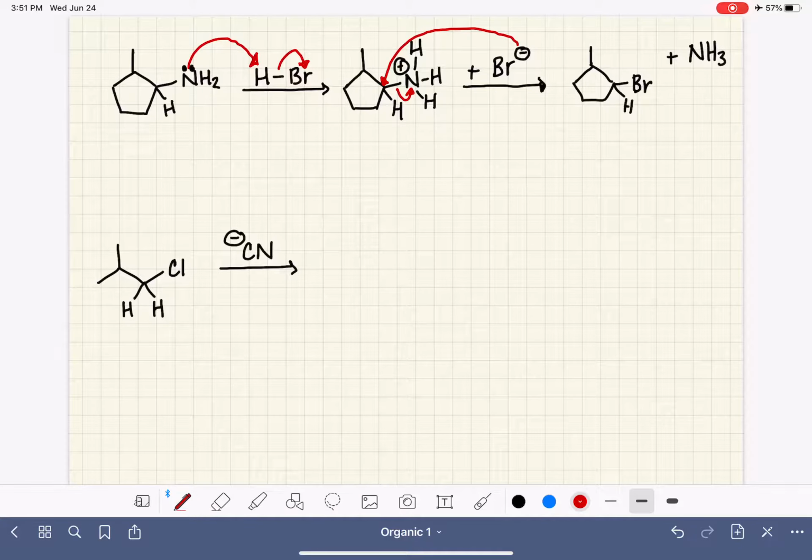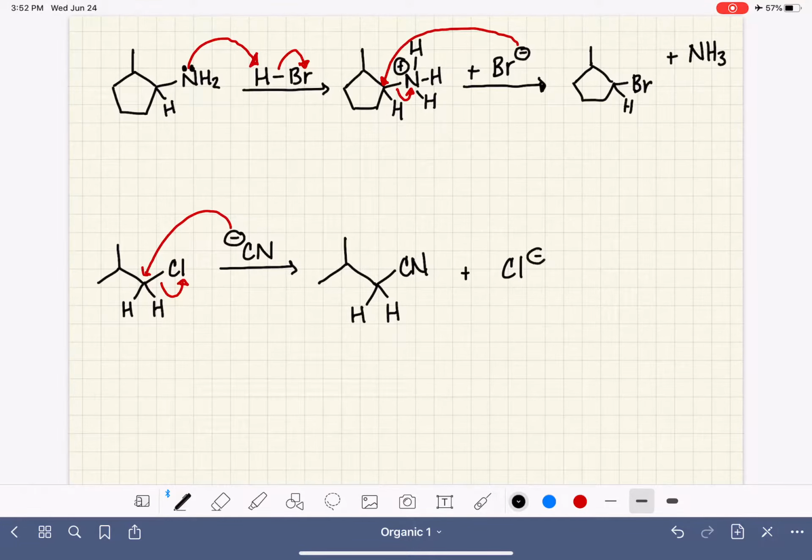Take the nucleophile, attack the carbon, and break the bond between the carbon and the leaving group. Those 2 hydrogens that I drew, they're still there. And we have a chloride that has left the molecule.